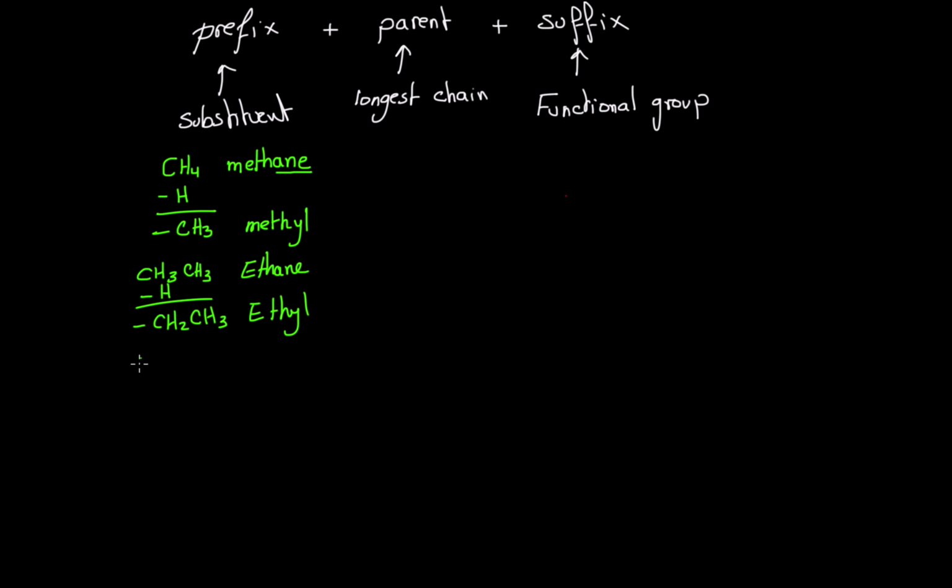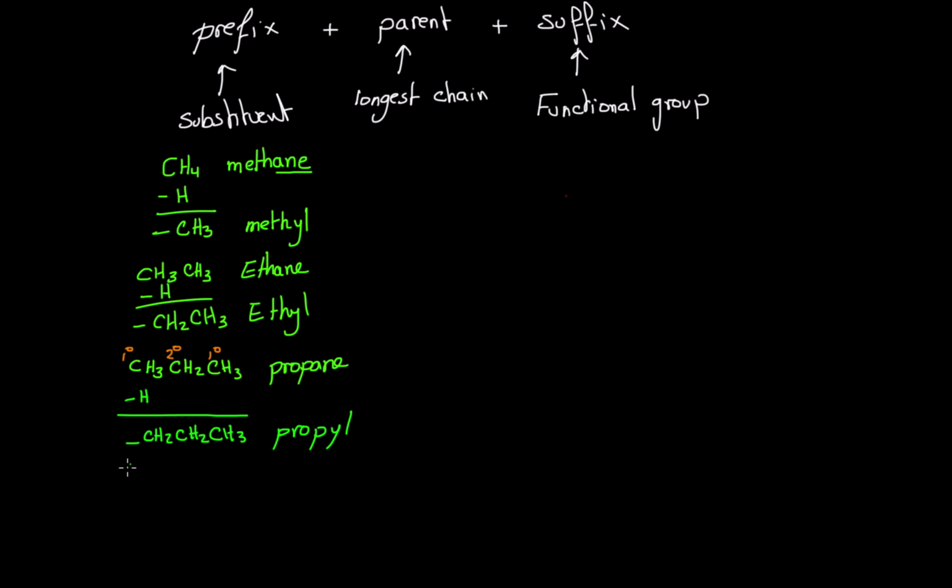Now if we have propane, CH3CH2CH3, we have two different types of carbons: the first degree carbon and the second degree carbon, and this one is the first degree carbon. Removing a hydrogen from a first degree carbon gives you CH2CH2CH3, and this one we call propyl.